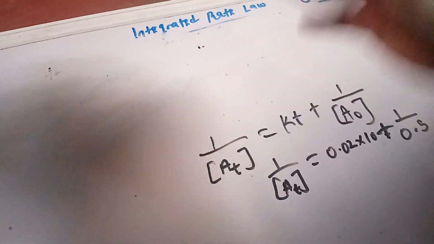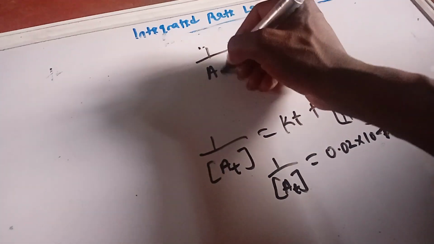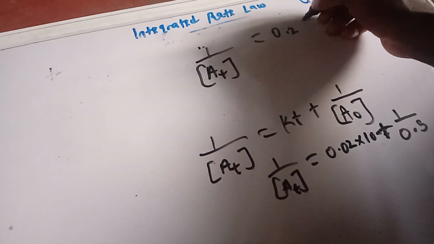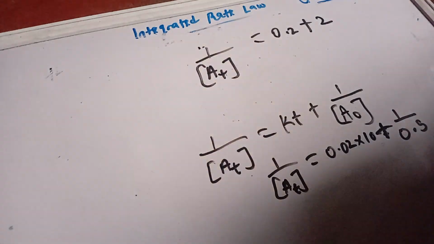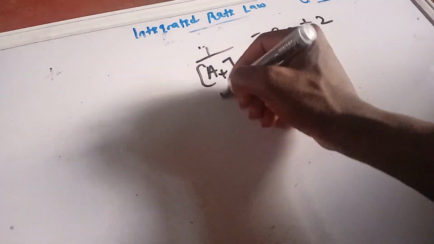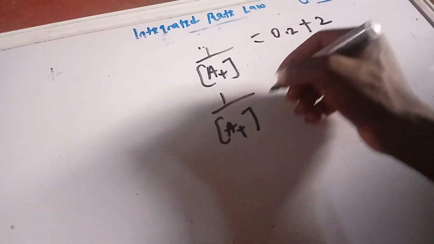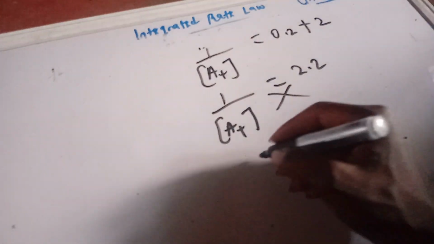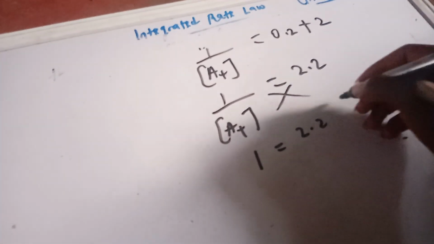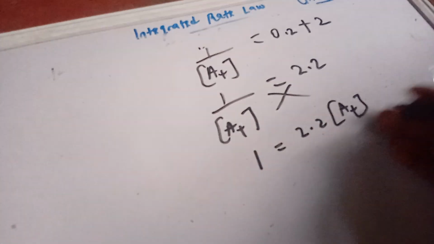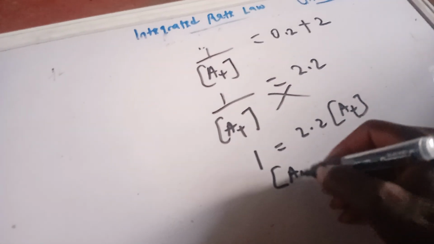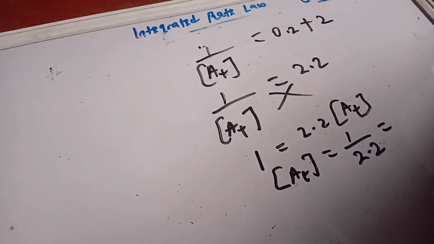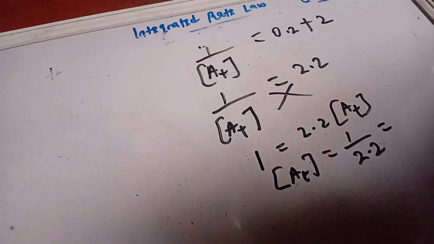There's no big deal there. 1 over At equals 0.02 times 10, that's 0.2, plus 1 divided by 0.5, that's 2, right? So here we have 1 over At equals 0.2 plus 2, that's 2.2. So how do we find At? Cross multiply. So here we have 1 equals 2.2 multiplied by At, right? So make At the subject of the formula. That means At equals 1 over 2.2, which is 1 divided by 2.2.